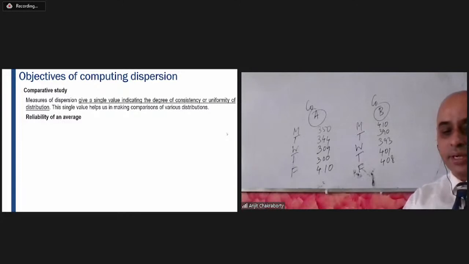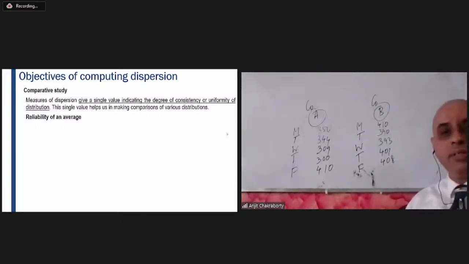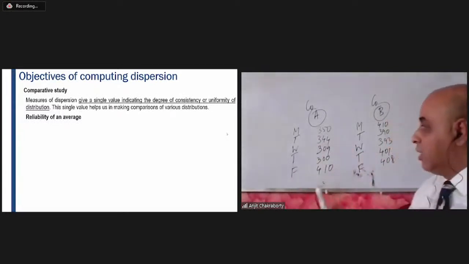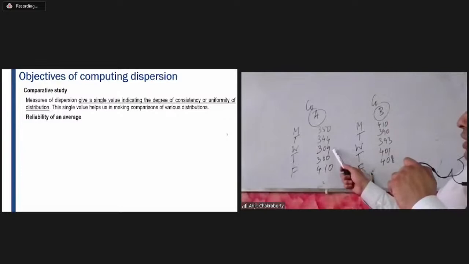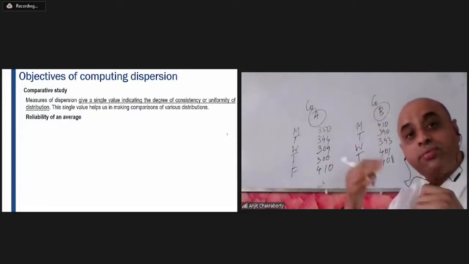Already some answers have started coming. Yes, Kashish and Dhara Patel both have given the right answer. Company B's share performance is better because company A has wide variability. On one day, the share price is 309, and in 2 days, the share price has gone up to 410. So it is moving up and down very fast.